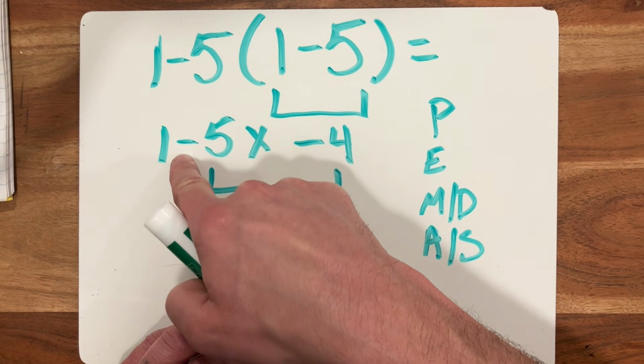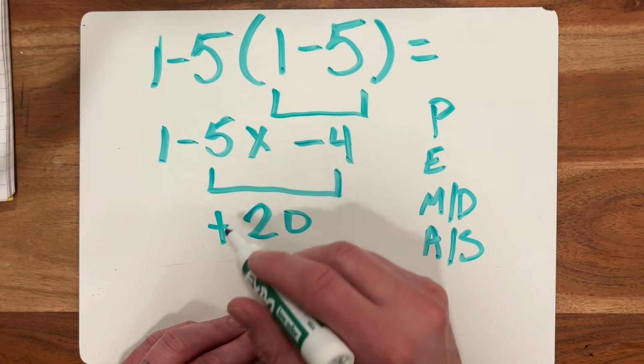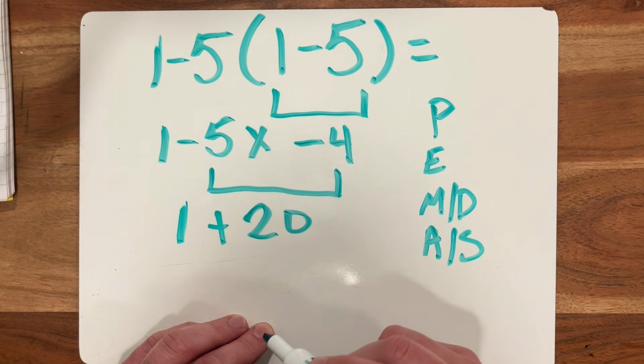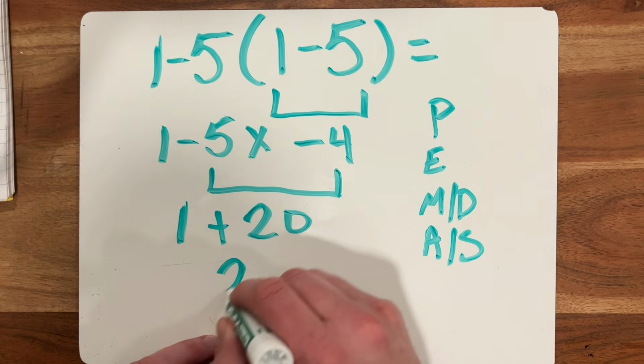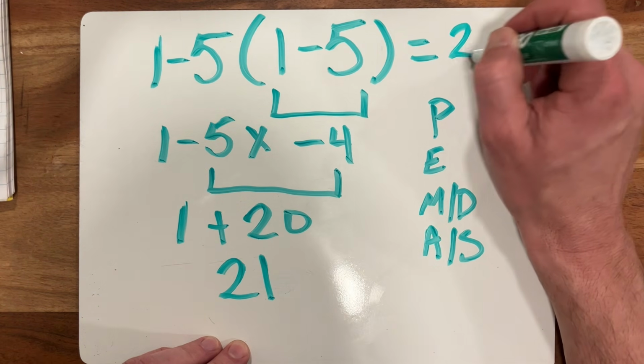That's going to change this subtraction sign to an addition sign because it's now positive. Bring the 1 down. 1 plus 20 gives us 21. The answer to our equation today is 21.